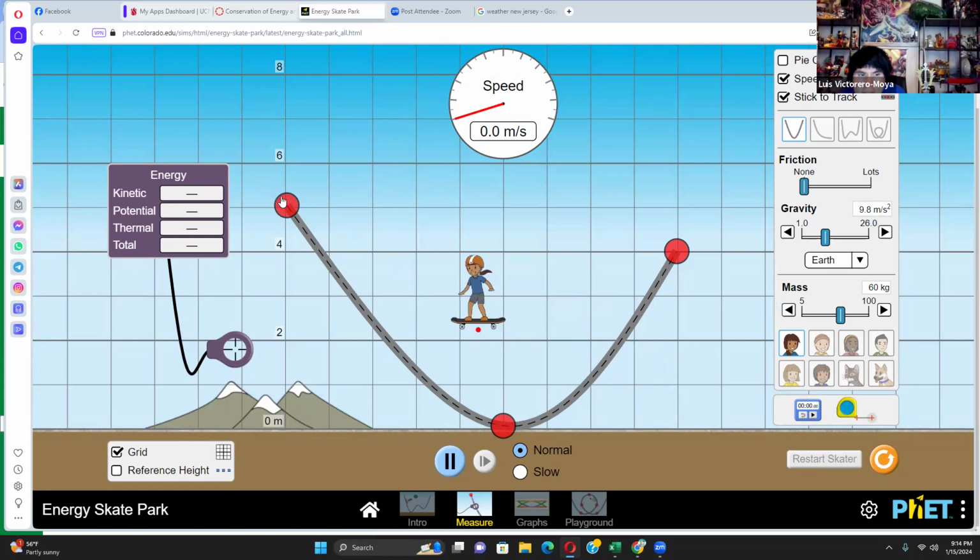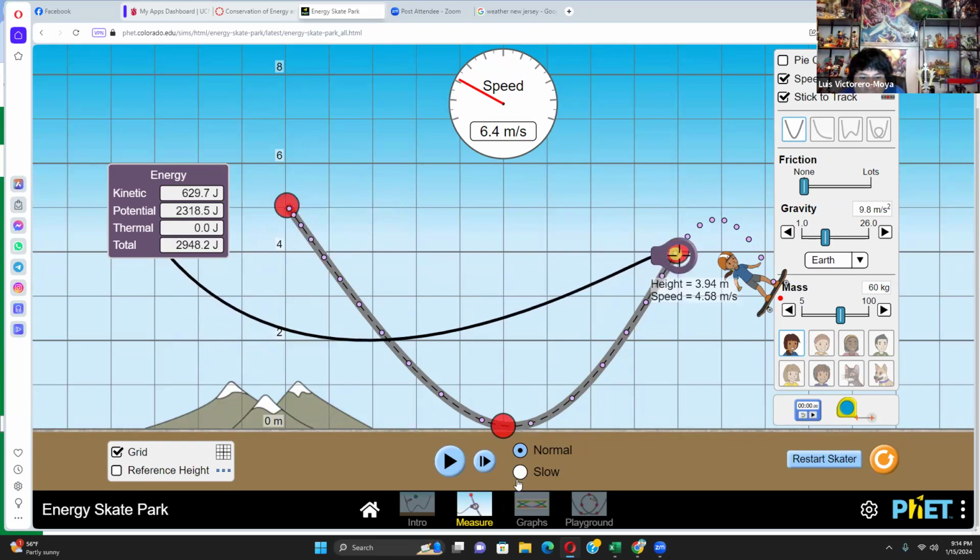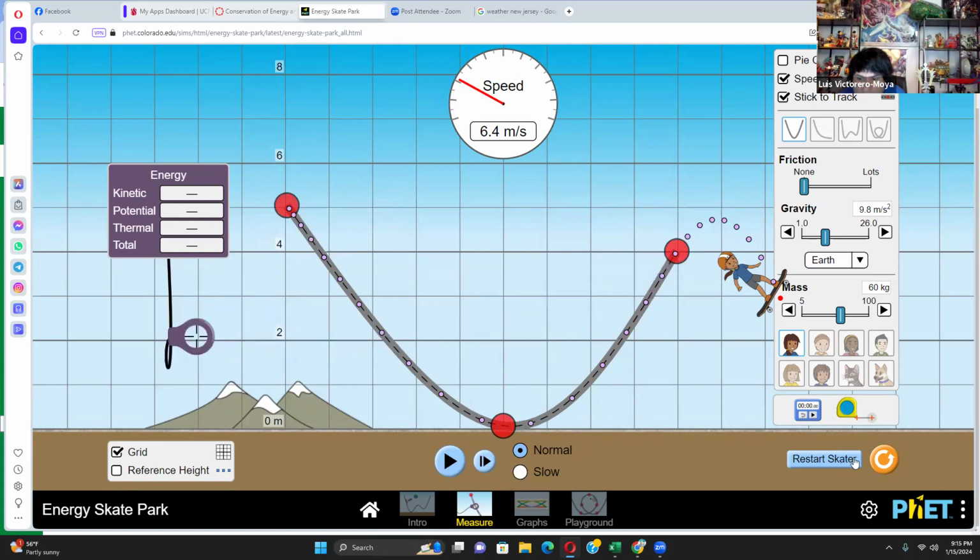So, for example, if I let the skater here, right here, then you can pause the simulation. And you see all these dots? You can move this in here and you can measure the kinetic and potential energies at the beginning and at the end.